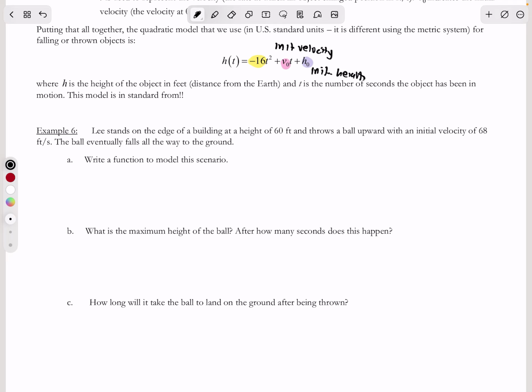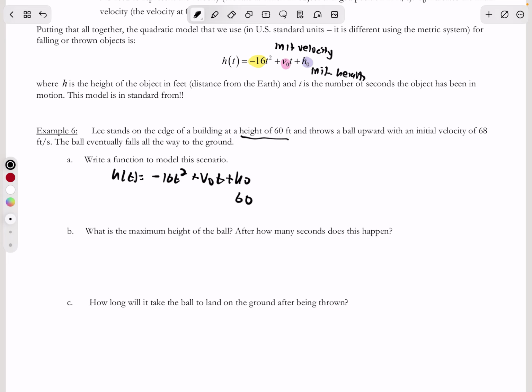So let's take a look at this situation here. I've already read the problem. It says write a function to model the equation. So here's my blank equation with nothing filled in, just taken from above. And what is my initial height? Well, Lee is standing at the edge of a building at a height of 60 feet. So 60 will be my initial height. Made a little mistake there. 60 is my initial height.